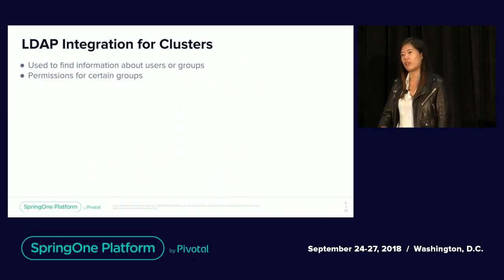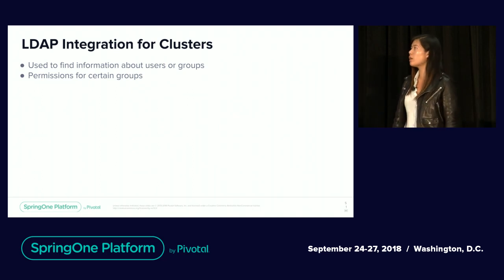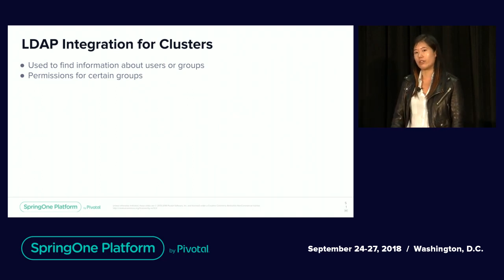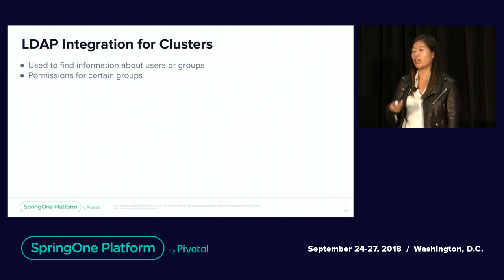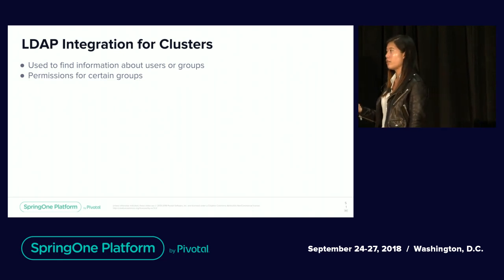So instead of having to create a new source of truth within PKS for what people can access what cluster, you can use a pre-existing LDAP server or set up a new LDAP server and create these group-like permissions. It becomes a lot more intuitive and easy to reason about. So how does this LDAP integration for clusters workflow actually occur? How do we actually set it up and use it?